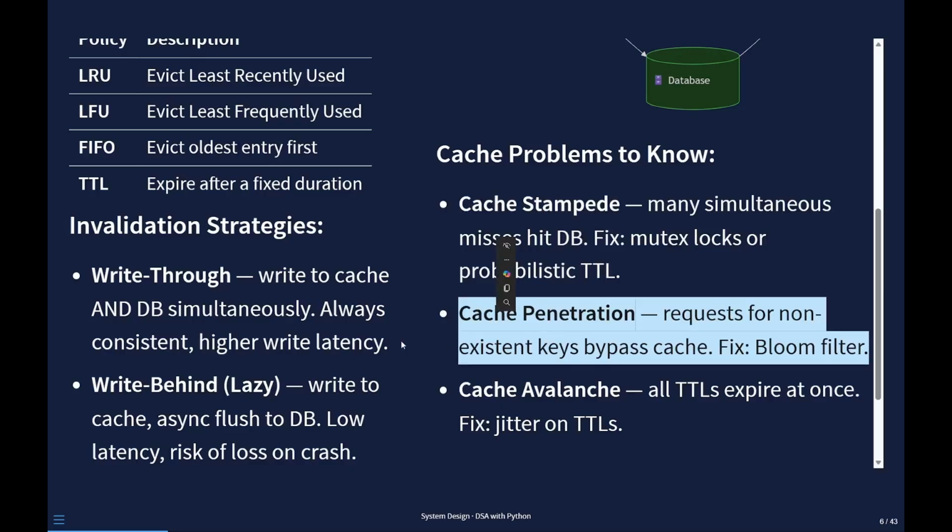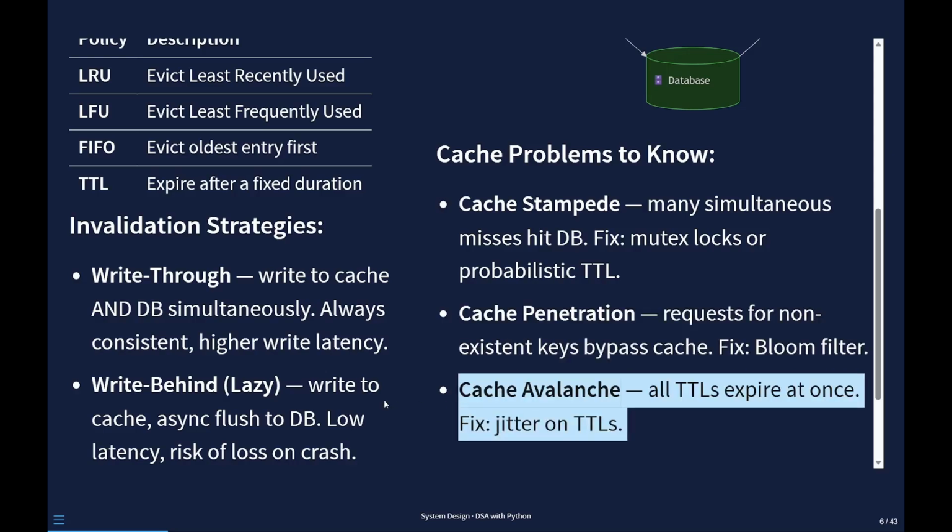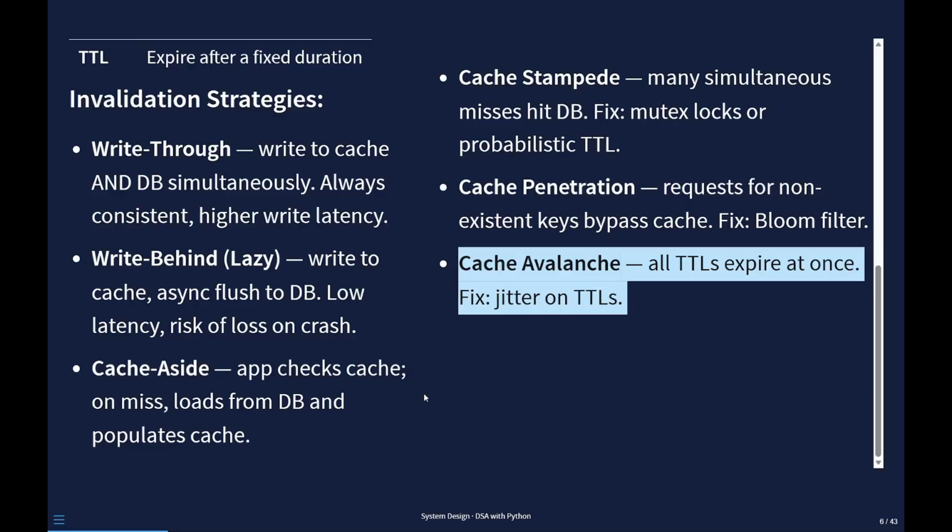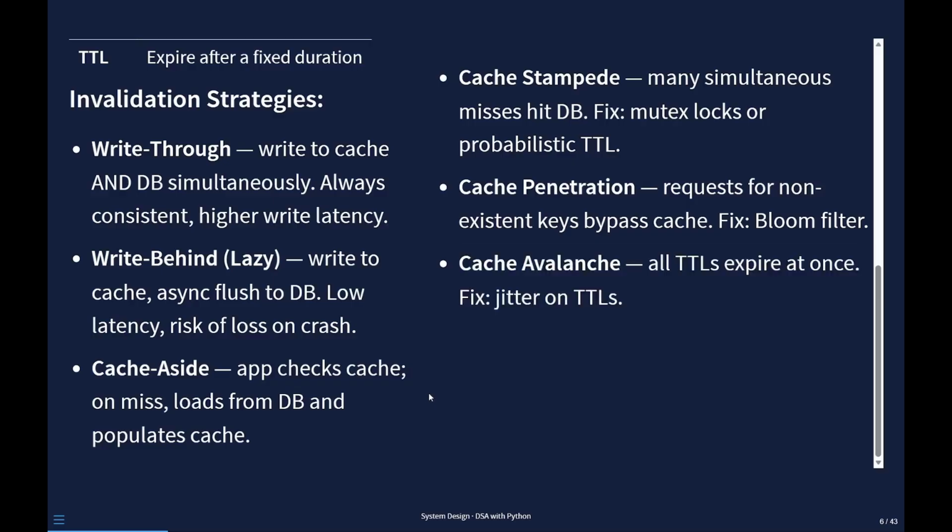Cache penetration. Requests for keys that do not exist in the database at all. An attacker can use this to bypass your cache entirely. The fix is a Bloom filter to reject clearly non-existent keys before they hit the database. Cache avalanche. Many keys all expire at exactly the same time, perhaps because they were all loaded together with the same TTL. The fix is to add random jitter to TTL values so expirations are spread out.